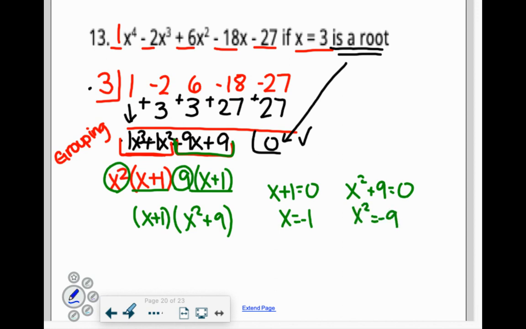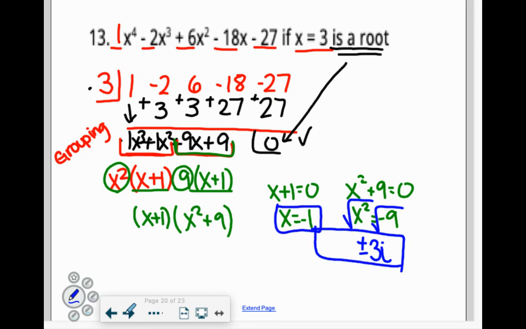And since it's x squared, you have to do the square root. Whenever you do the square root, it's always a plus and minus. The square root of negative 9 is 3i. Sorry, I was going to circle this one, but I didn't have the space. So you have 4 zeros: negative 1, 3, 3i, and negative 3i. That should always match the highest exponent or the degree.